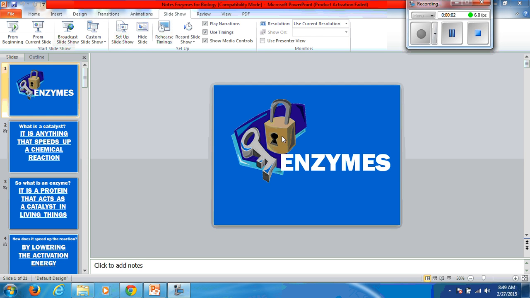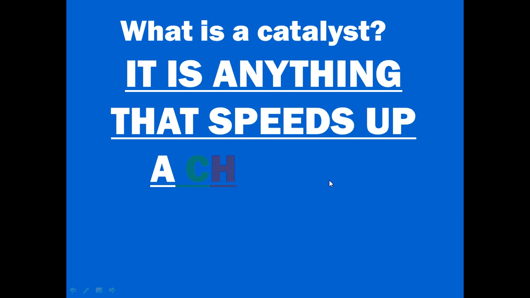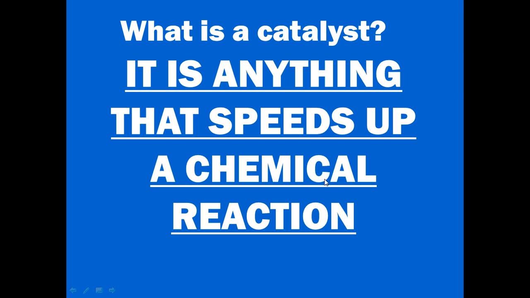This is a short podcast on enzymes, and for those of you that have the enzyme lab, this might be helpful in answering some of the questions about enzymes and how they work. So if we look at the beginning, enzymes are called catalysts. And catalysts just speed up a chemical reaction, which we talked about in class.